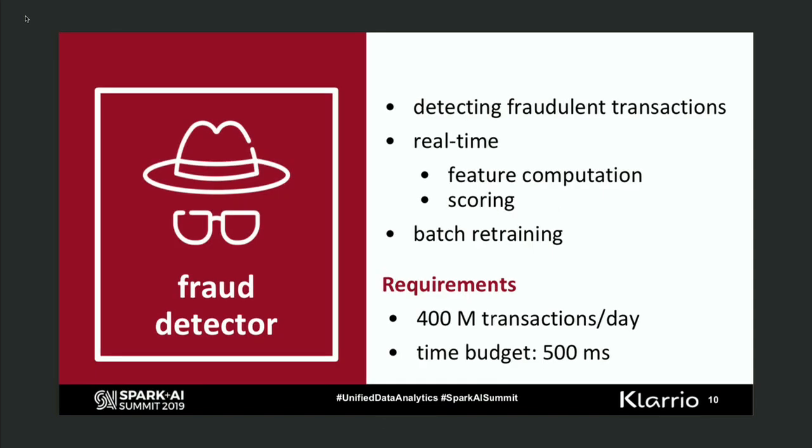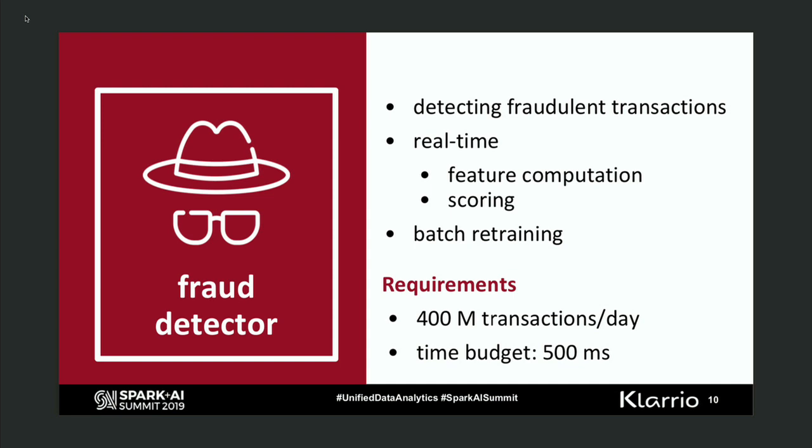For the fraud detector, what it basically does is it tries to detect fraudulent transactions in a large stream of data that comes in. So imagine you're a bank, and in your pipeline you need to score using a machine learning model whether a certain transaction is probably fraudulent or not. You would do that by doing some feature computation, then you score it with the machine learning model, and that machine learning model is periodically retrained in batch to keep up to date with drift.